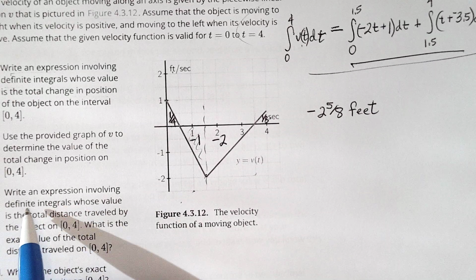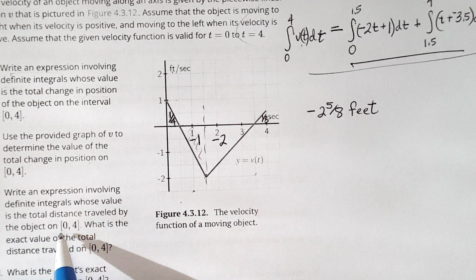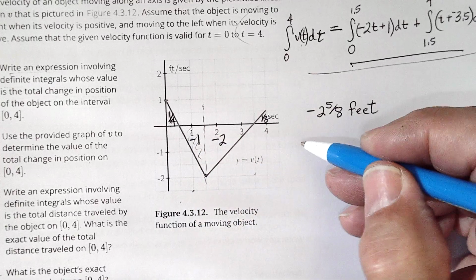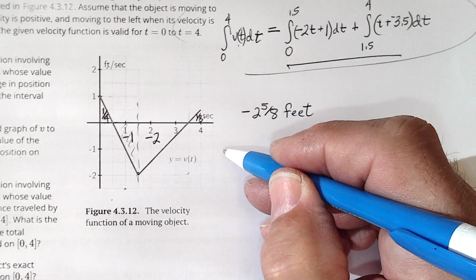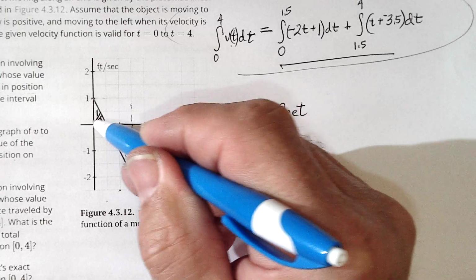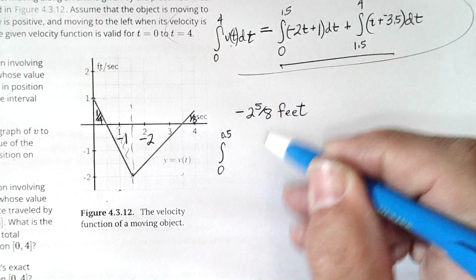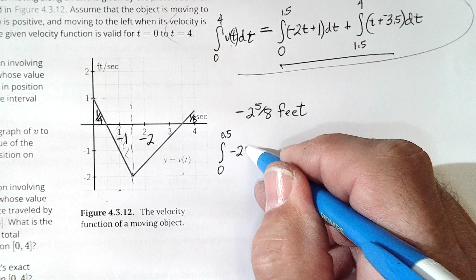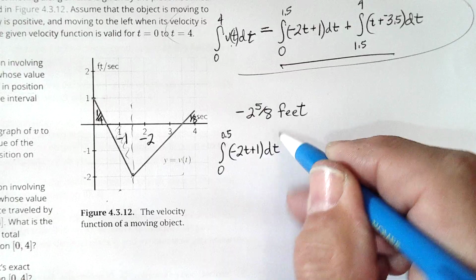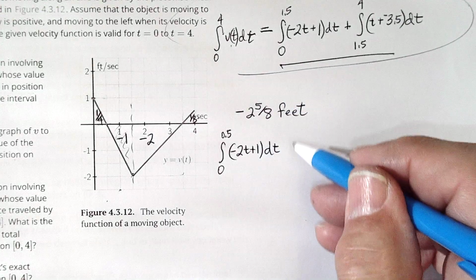Write an expression involving definite integrals whose value is the total distance traveled. So now we want these to be positive. I'm going to write it all out. So I'd have to go from 0 to 0.5 of -2t plus 1 dt. That would get this area. This area is minus, so I need to change its sign.